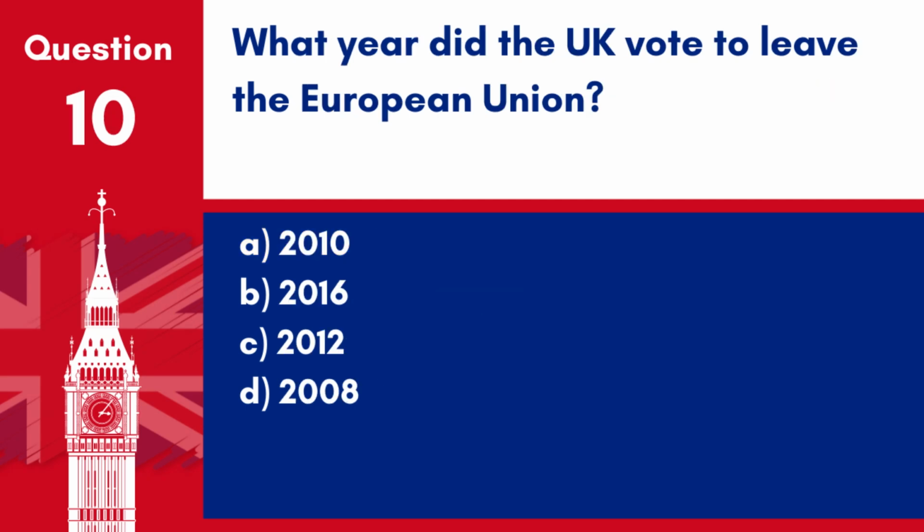Question 10. What year did the UK vote to leave the European Union? A. 2010. B. 2016. C. 2012. D. 2008. Answer: B. 2016. The UK voted to leave the European Union in a referendum held in 2016.